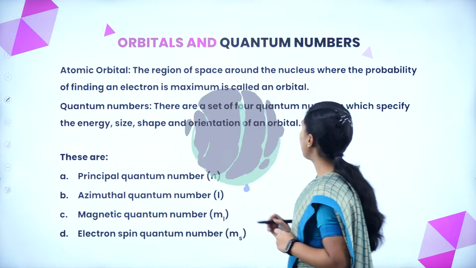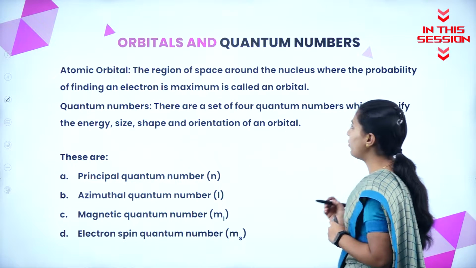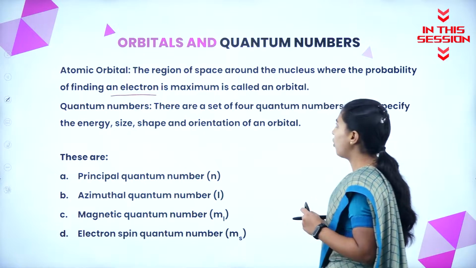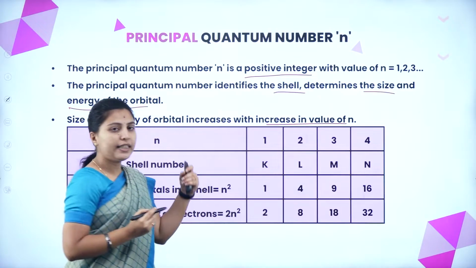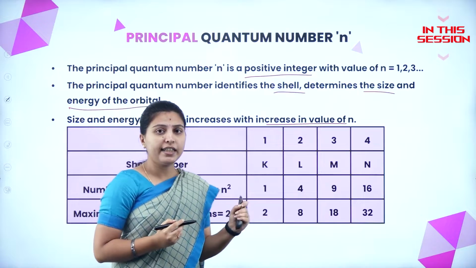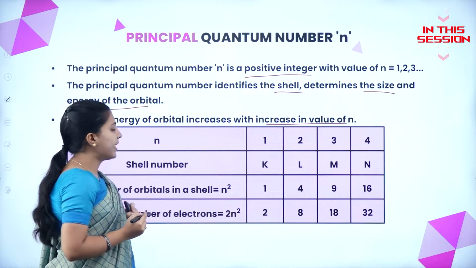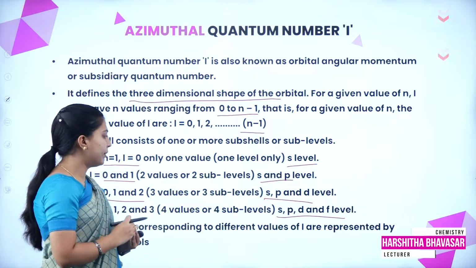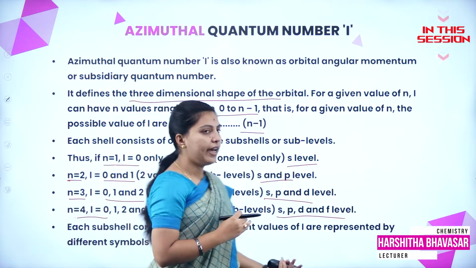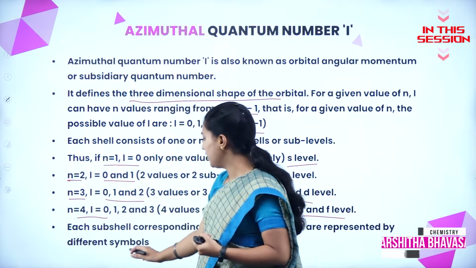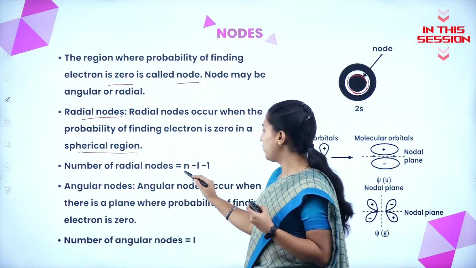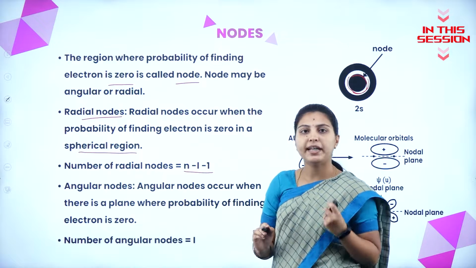The region of space around the nucleus where the probability of finding an electron is maximum is called an orbital. Whenever the n value is increased, the energy and size will increase. Each subshell has different values of l, represented by different symbols. How to calculate the radial node? This is the formula: n minus l minus 1.